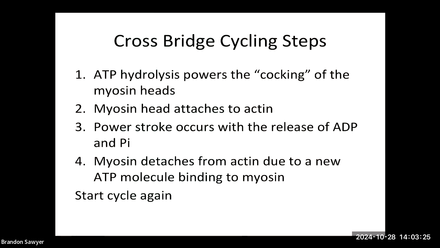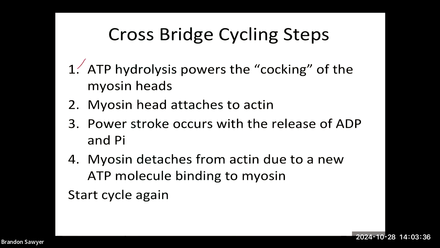Okay, so then we get to the cross-bridge cycling part, which is the part where it's going to go over and over again. And this is what is actually moving the actin and the myosin. Okay, so the first thing is this reaction called ATP hydrolysis. That's just the breakdown of ATP, turning it from ATP into ADP and phosphate.